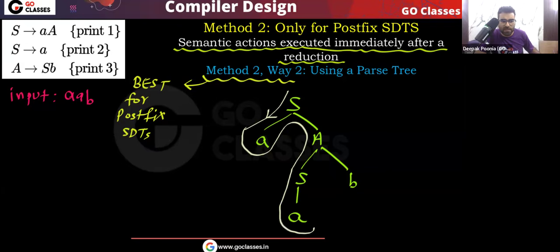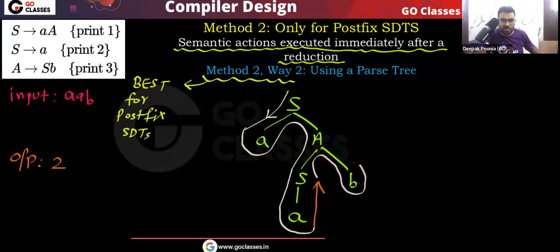Now you notice here, this A going to S, yes, this is the reduction. A is reducing to S. The semantic actions will be executed immediately after a reduction. Which production you are reducing? This production you are reducing, so the corresponding semantic action will be performed. So the output will be print 2, that means 2 will be printed. Okay, yes or no? Very simple.